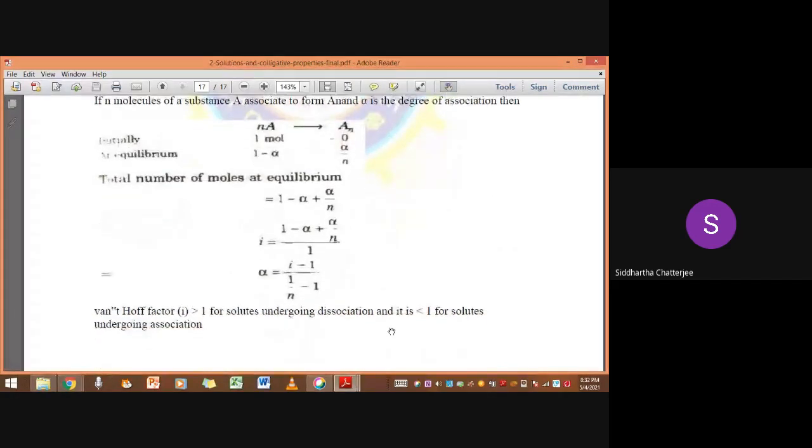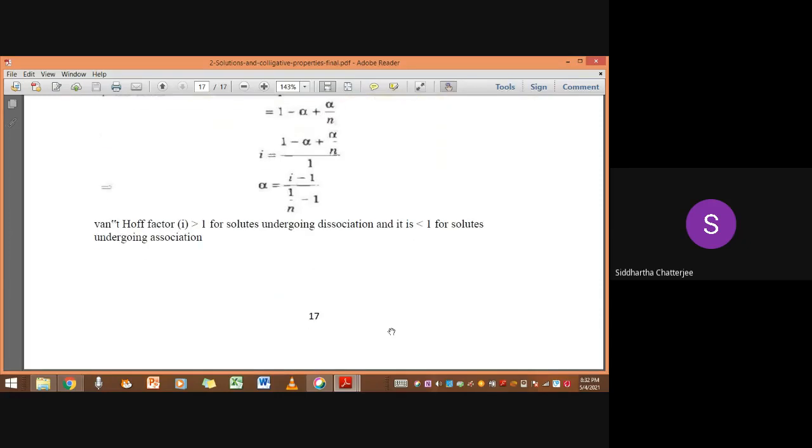So, as already mentioned, the van't Hoff factor i is greater than 1 for an electrolytic solution, that means for a solute undergoing dissociation, whereas the van't Hoff factor is less than 1 when association of the solute molecules is taking place. Already we have explained this. This is overall like that.